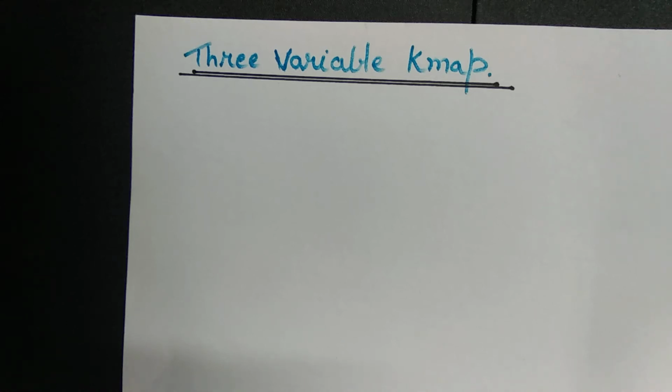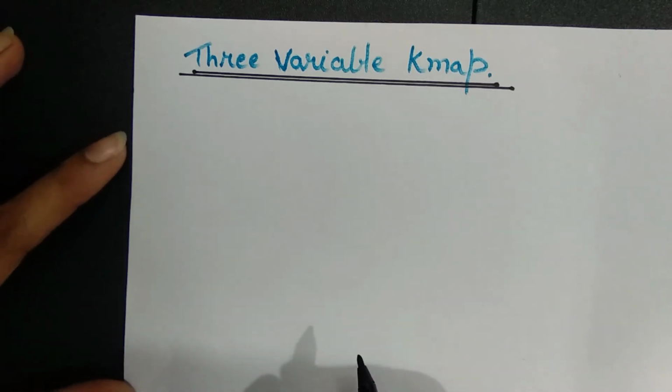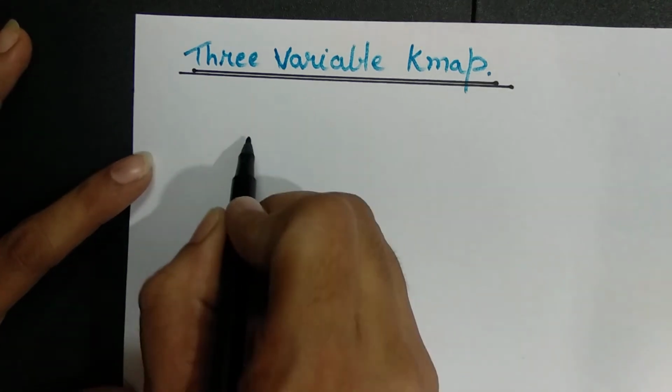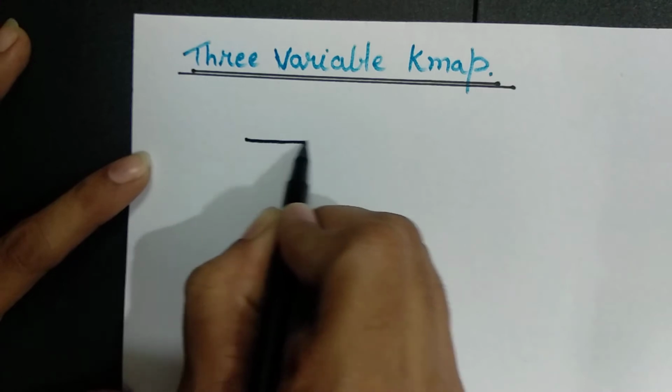Today we are going to study the three variable K-map. There are 8 min terms for the 3 binary variables. Therefore, the map consists of 8 squares. Now we will see diagrammatically how it is drawn. First, as it is a 3 variable map, you have to draw it in a pattern of 3 variables.